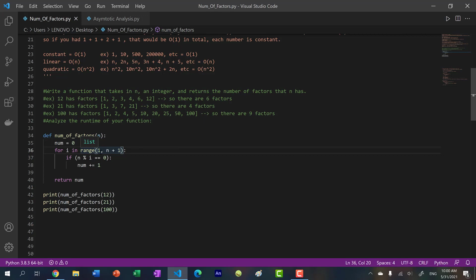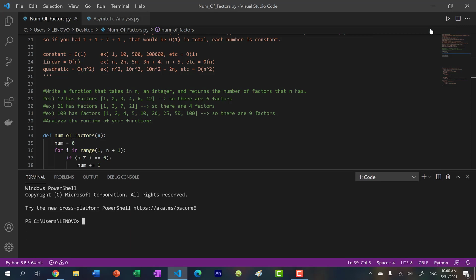So basically, we're going through each number from 1 to n, and we're checking to see if n can be divided by that number. So if we put in 12, we're asking, can 12 be divided by 1? Can it be divided by 2, 3, 4, all the way to 12? Okay, so what is the runtime of our solution? And I'm going to run the code just to show you that it works. So we get 6, 4, 9, which is what we have here, 6, 4, 9.